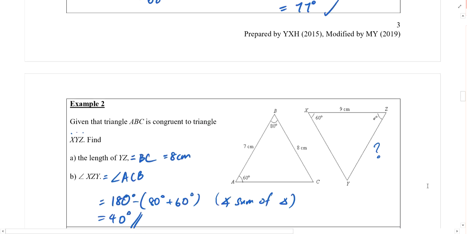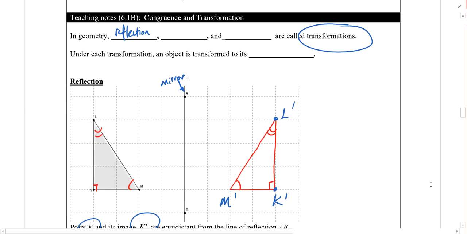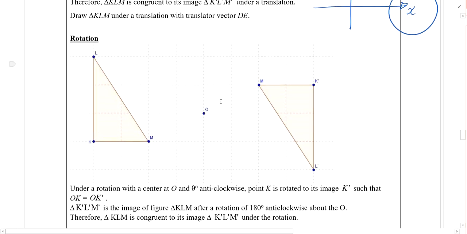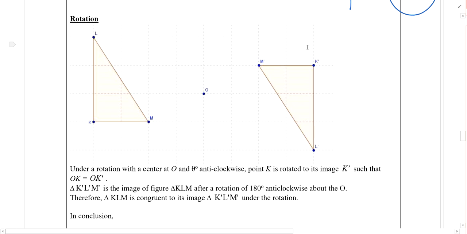Please fill in the blank over here. We've got translation. Translation is simply moving it from one point to the other point. Reflection requires a mirror. Then we've got the last one, rotation. I am sure you know what rotation is. You have to rotate about a point. In physics, they will say you have to rotate about a pivot. This is my pivot.